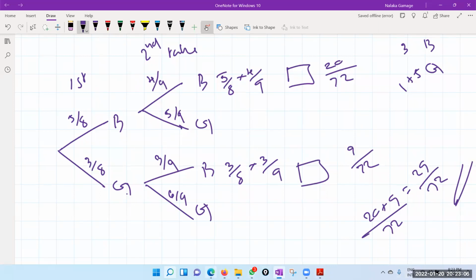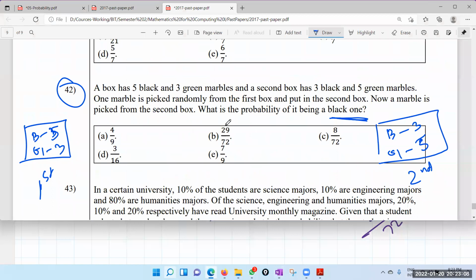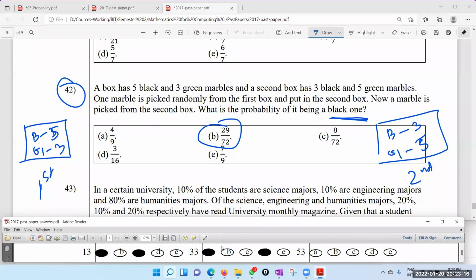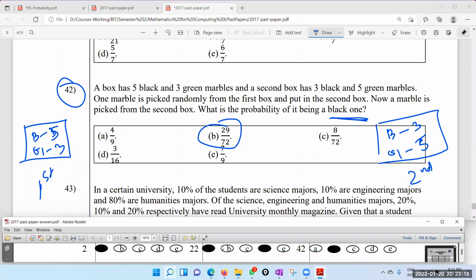Do we have that answer? Yes, 29 divided by 72. Question 42, answer is B. Answer is B. Okay. Right. Now let's look at this 43. Now this is the tricky question.